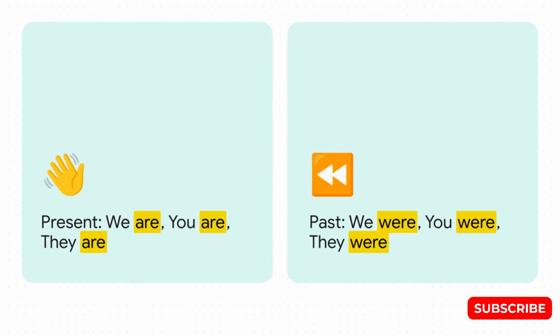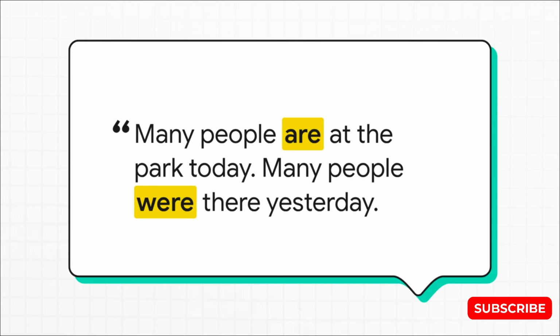So what about for groups of people or when you're talking directly to someone using you? Well, that's the other piece of the puzzle. In all of those cases, the present tense are just flips to were. And you can see it right here. Many people are at the park right now, but yesterday, many people were there. Just like that, you've got the basics down. Now let's get into the action words.